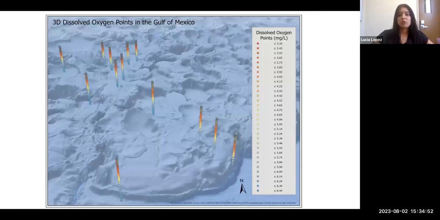So this is just the general 3D view of a subset of the points. What I really like about this picture is the bathymetry. It's very interesting, and you can kind of see how oxygen can vary at different elevations.